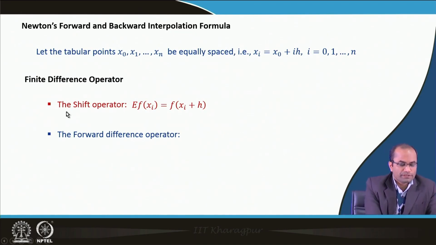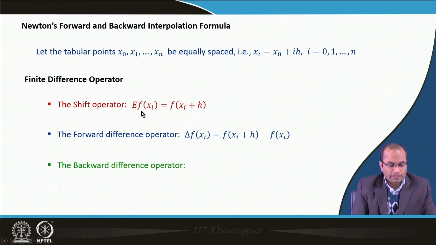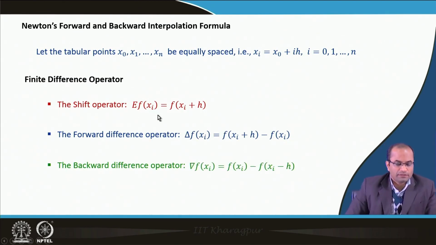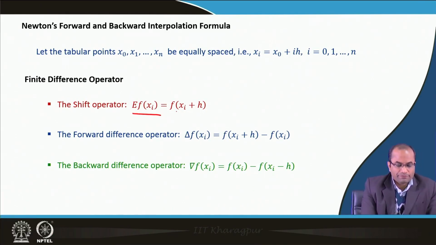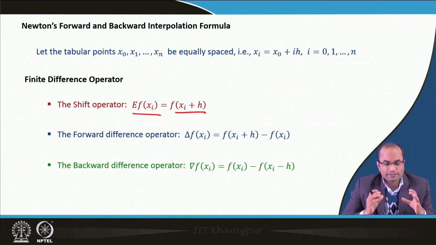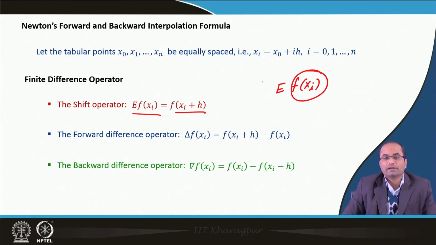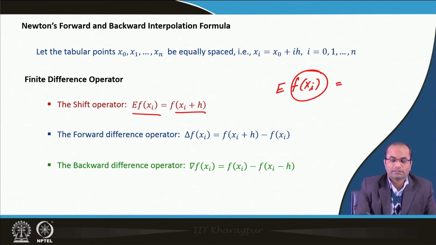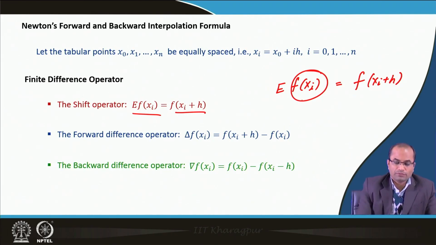The first is the shift operator E. E of f(x_i) is f(x_i plus h). So, when we operate this E on a data point f(x_i), it is nothing but the value of this function at x_i plus h, at the next data point. So, it will shift the function value.